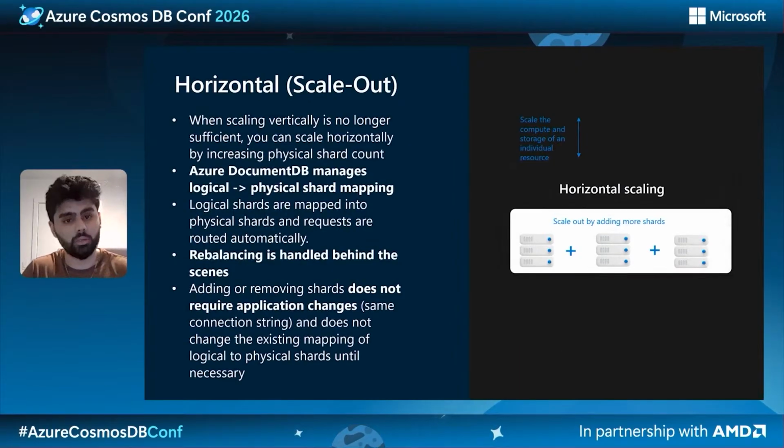We also have horizontal scale out. When scaling vertically is no longer sufficient, you want to scale horizontally by increasing the physical shard count. Azure Document DB manages logical-to-physical shard mapping, and the logical shards are mapped into physical shards and requests are routed automatically. Rebalancing is handled behind the scenes. We do everything for you, and we go up to 10 shards at a time.